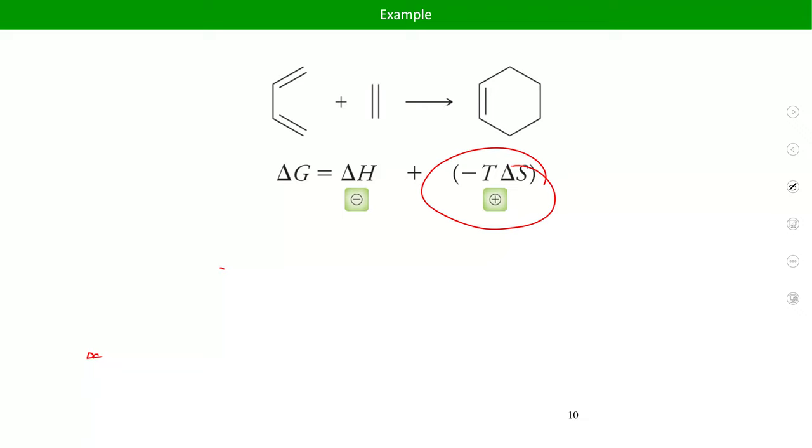Or since I have a tendency to use value terms with these, favors implies that it's a positive thing. It's a favorable condition. When I say favorable condition, I mean favorable for spontaneity. When I say something's unfavorable, it means that it's not favorable for spontaneity. We might not want the reaction to happen. So I'm not using favorable and unfavorable that way. I'm saying favorable in terms of causing the reaction to happen. So with that in mind, delta H favors the reaction happening. Delta S does not.